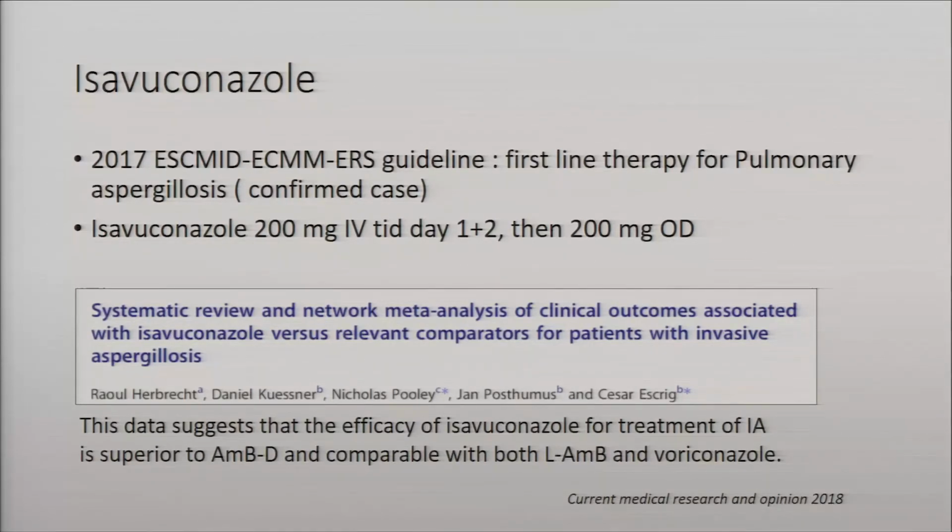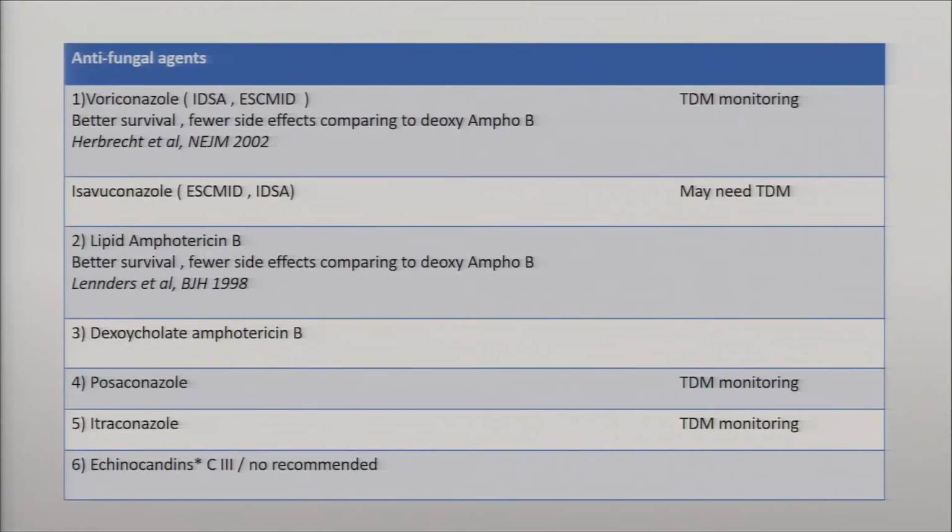So isavuconazole, okay, the European guideline has put up isavuconazole as a first-line treatment for aspergillosis together with voriconazole, because based on the study, voriconazole as well as isavuconazole are non-inferior in the treatment of invasive aspergillosis, whereas the IDSA, the American guideline, still puts isavuconazole as an alternative to voriconazole. So these are the list of the antifungal agents that have activity against aspergillosis.